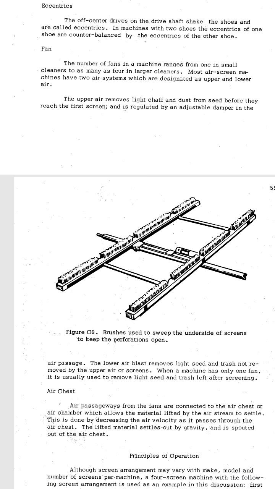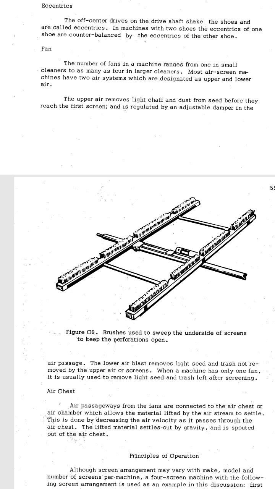Okay. So this figure shows brushes used to sweep the underside of screens to keep the perforations open. And the last part of the machine is the air chest. This is the passageway from the fans connected to the air chest or air chamber, which allows the material lifted by the air stream to settle down. This is done by decreasing the air velocity as it passes through the air chest. The lifted material settles out by gravity and is spouted out of the air chest.